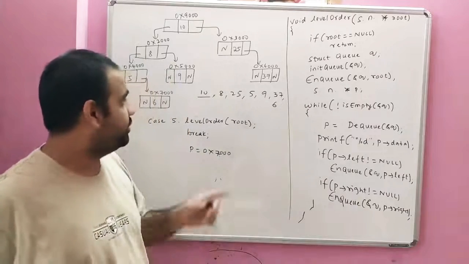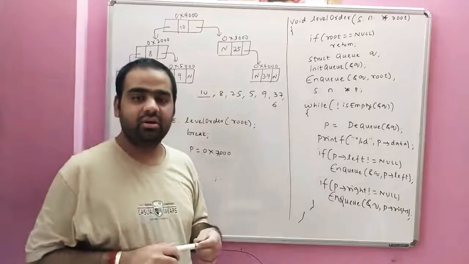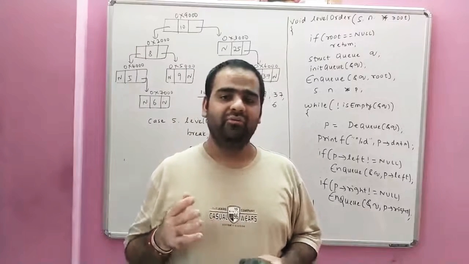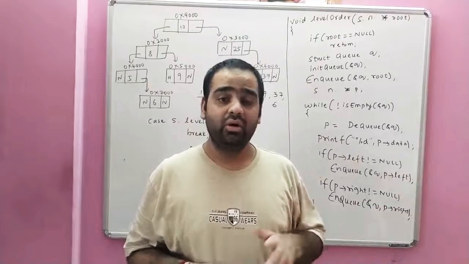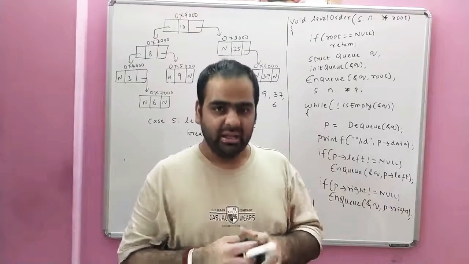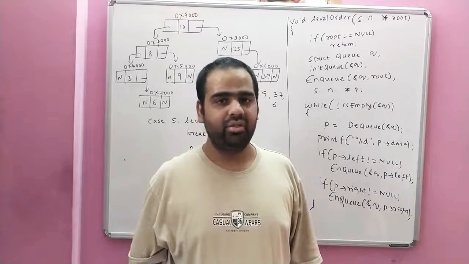The condition fails and you come out, and you see that the level order traversal of the tree has been printed. And in the next video we will see how we find the height of the tree and how we count the number of nodes as well as the leaf nodes, and that would complete the program on the binary search tree. Thank you.